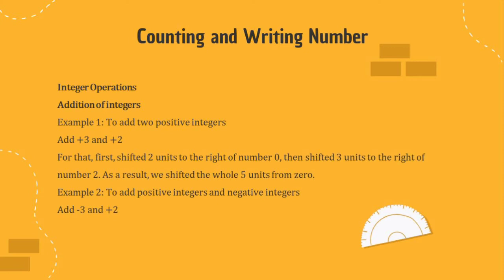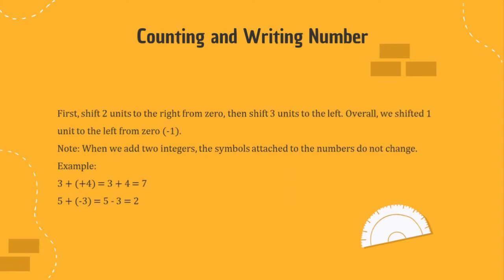Example 2. To add a positive integer and a negative integer, minus 3 plus 2. First, shift 2 units to the right from 0, then shift 3 units to the left. Overall, we shift 1 unit to the left from 0, open bracket, minus 1, close bracket. Note, when we add two integers, the symbol attached to the numbers does not change.